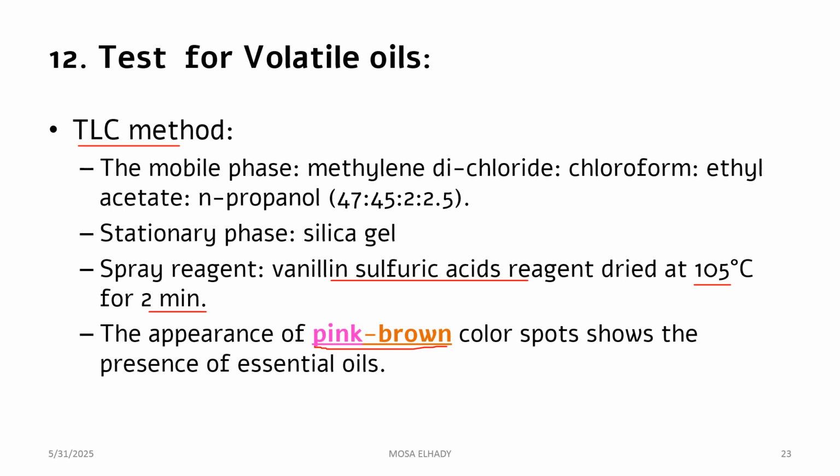For the stationary phase of the test, we use silica gel, and we use a polar mobile phase consisting of methylene dichloride, chloroform, ethyl acetate, and propanol. So for volatile oil, we use vanillin as reagent, and for interpretation, the presence of essential oil or terpenoid compound is indicated when the color of the spot changes to pink or brown.